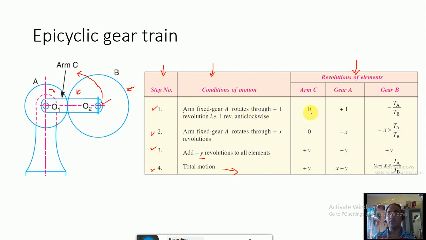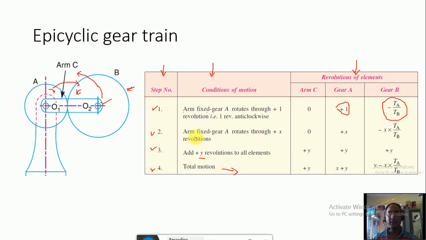And A rotates through one revolution. So what will be the rotation of B? As per your train value, N2 upon N1 equals minus T1 upon T2. Here, instead of T1 and T2, we have A and B. As our flow is from A to B, we write the simple equation: revolution of gear B will be equal to minus TA upon TB. Now why the negative sign? The negative sign is for the direction of rotation. If A is rotating clockwise, B is rotating anti-clockwise.